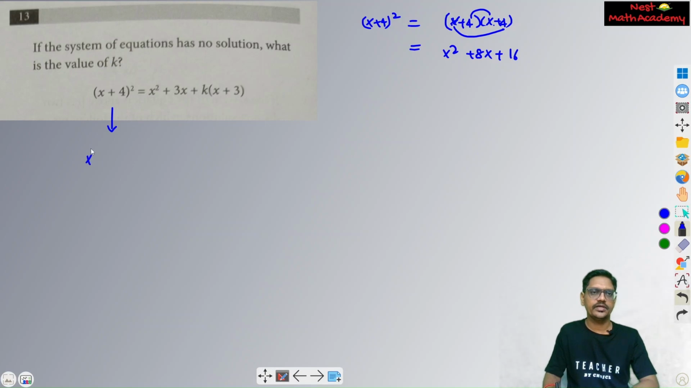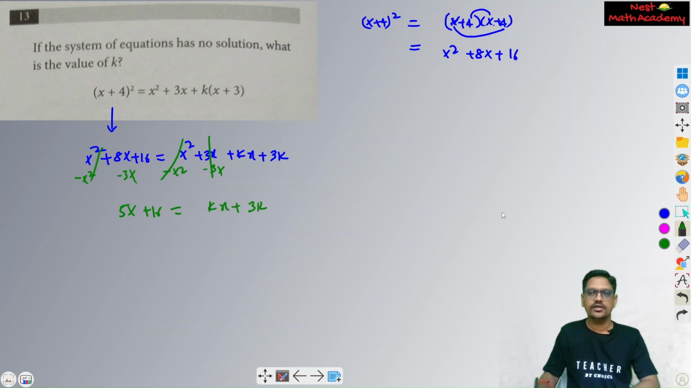Therefore, this value is going to be x square plus 8x plus 16, which is equal to the right hand side, x square plus 3x, and k multiplied into the brackets, plus kx plus 3k. Alright, so subtracting x square on both sides, x square cancels out. Now bringing x terms together and constant terms together. So subtracting 3x also. So I'll get 8x minus 3x, 5x plus 16 is equal to kx plus 3k.